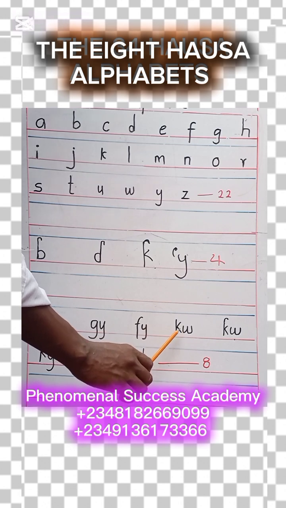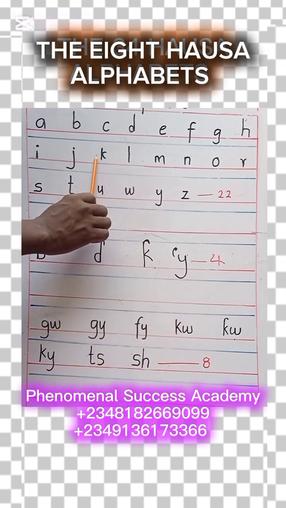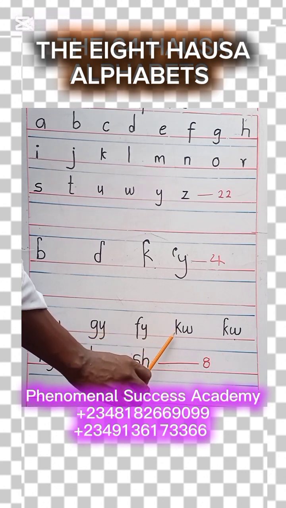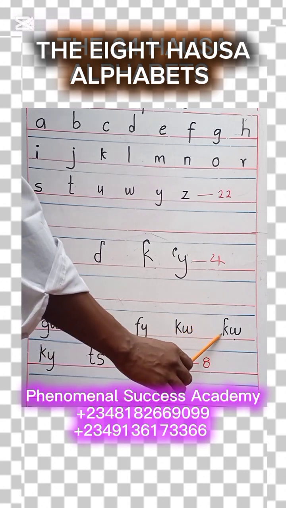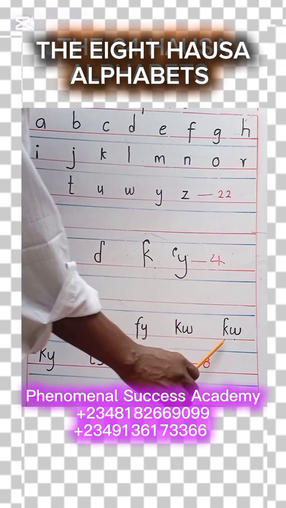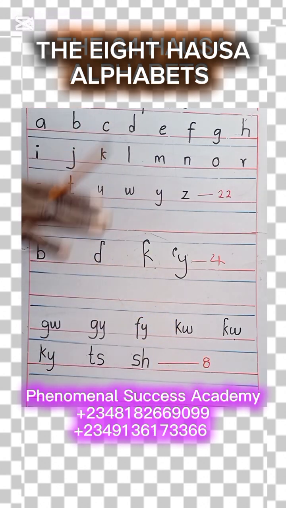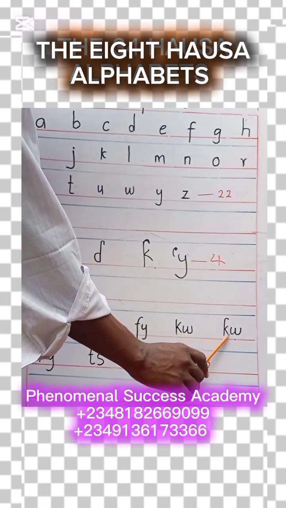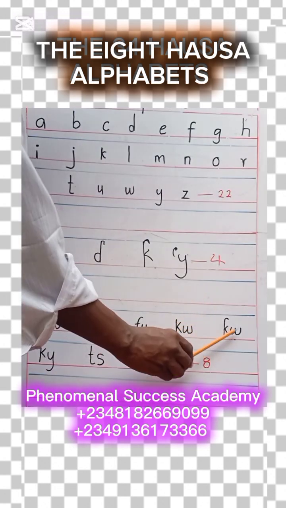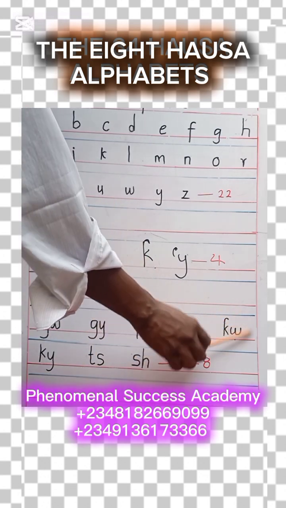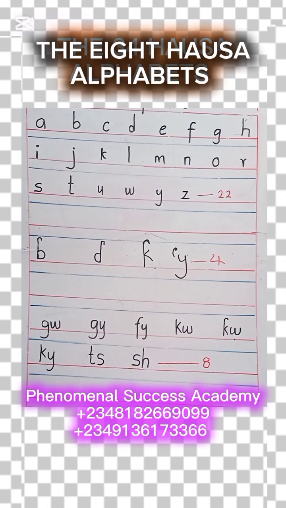Kwa. This is a combination of ka and wa. If you see them together, you say kwa. Next is kwa. And I'm gonna need you not to get confused between kwa and kwa, because they don't sound the same. This is kwa, and this is kwa. Kwa is a combination of ka and wa. So if you see them together, you say kwa.